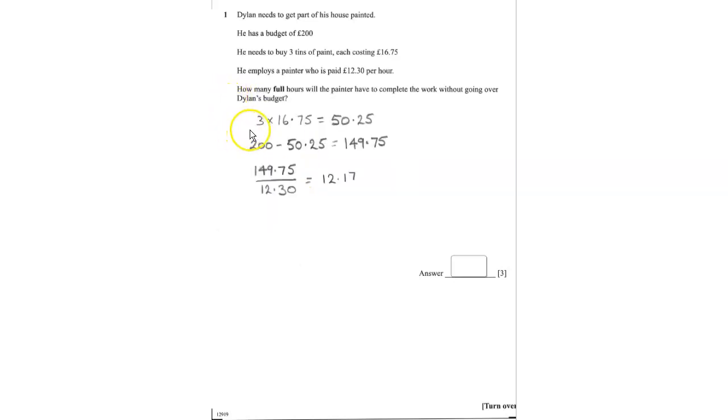So the first step is we multiply 3 times 16.75, which gives the total cost of the 3 tins of paint. We take that away from 200, which gives £149.75, which is what he has left of his budget. And then we take the £149.75 and we divide it by £12.30. This comes out as 12.17 hours. And because the question is asking how many full hours the painter will have to complete the work without going over Dylan's budget, we have to bring that down to 12 hours.